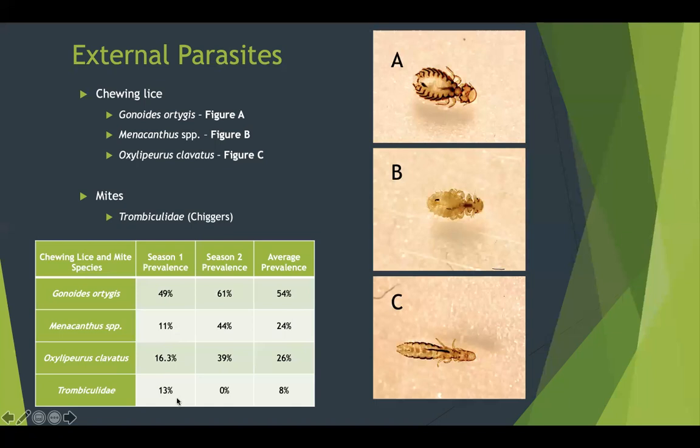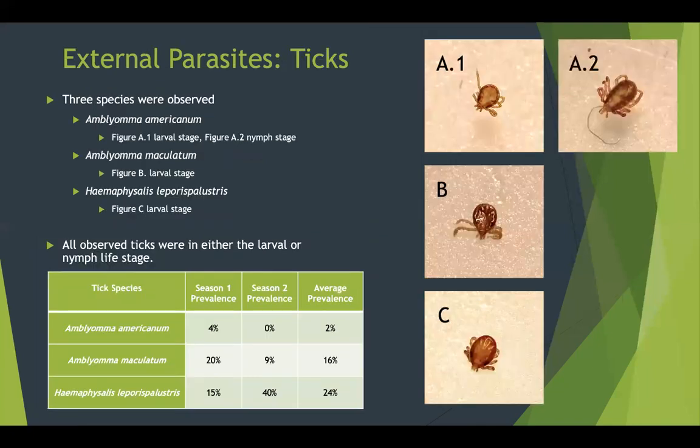And as far as the chiggers go, we only observed them in season 1. Season 2, we did not find any, and they are by far our least seen out of this group. 100% of birds had external parasites. And like I said, low health implications, but they're good to know.